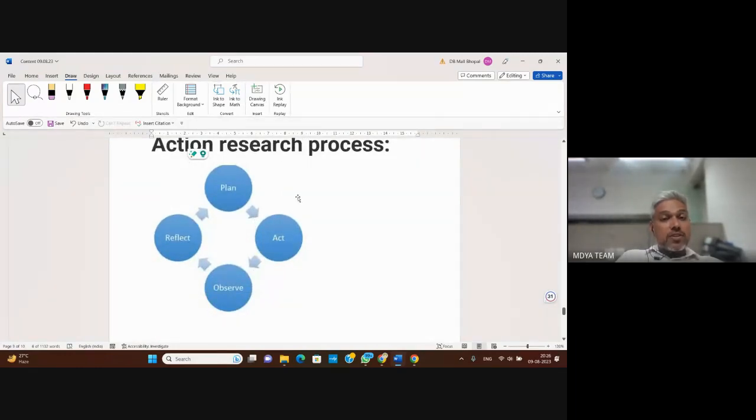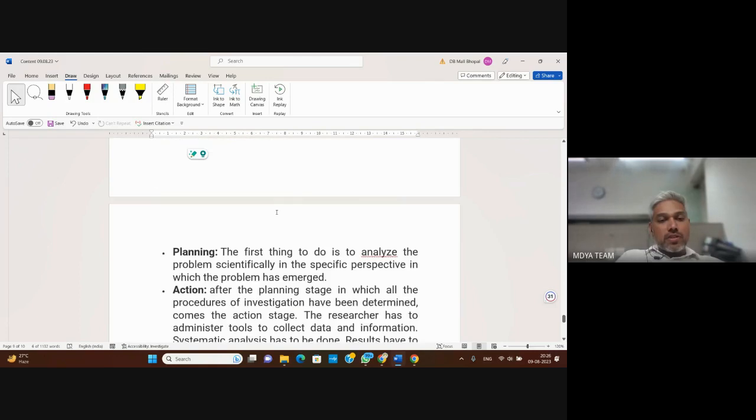The process of action research is they plan, they act, they observe, and they reflect. So this is cyclic basically. First they plan, they act, they observe, then they reflect. So this is the process of action research.